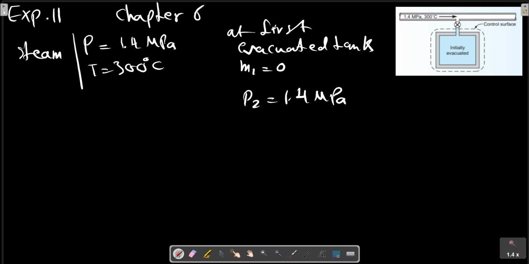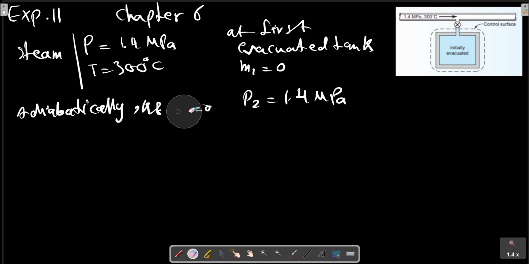And then the valve is closed. The process takes place adiabatically, and the kinetic and potential energies are negligible, also equal to 0. Determine the final temperature of the steam.